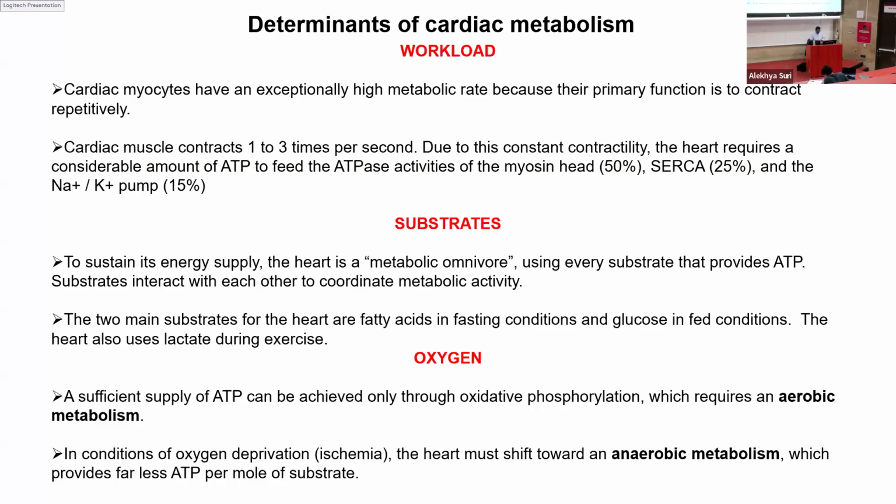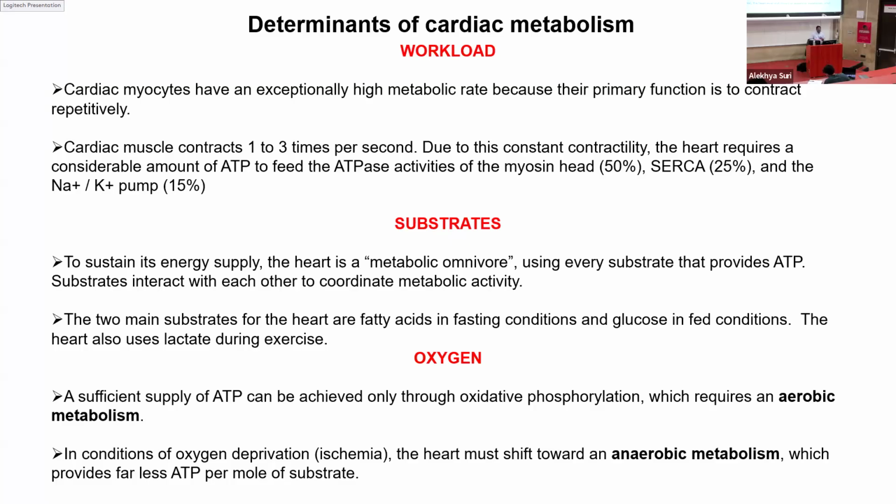And then the third one is oxygen. So the sufficient supply of ATP can be achieved only through oxidative phosphorylation, which requires aerobic respiration. However, in some conditions, for example, oxygen deprivation conditions like ischemia, the heart will be converted to anaerobic metabolism, although it provides less amount of ATP molecules.